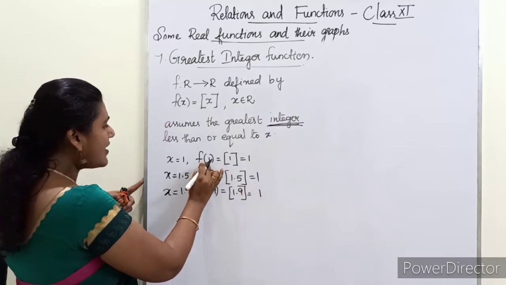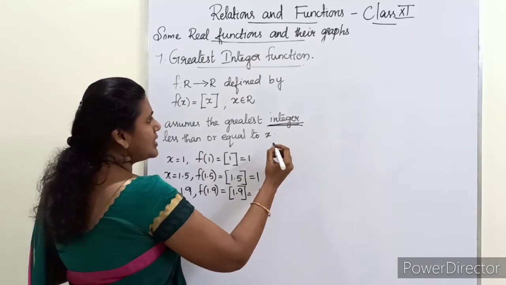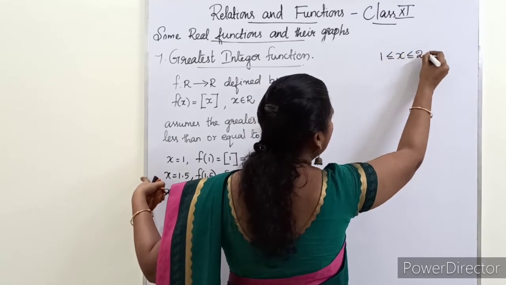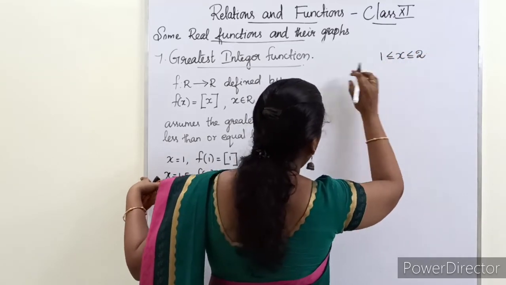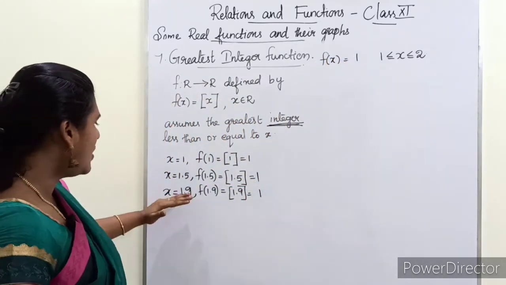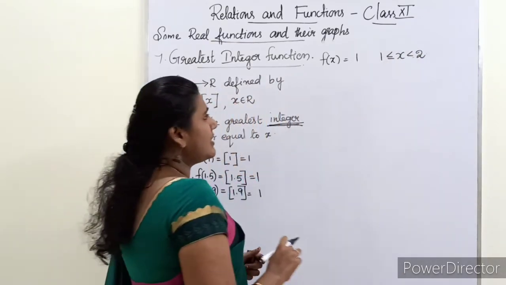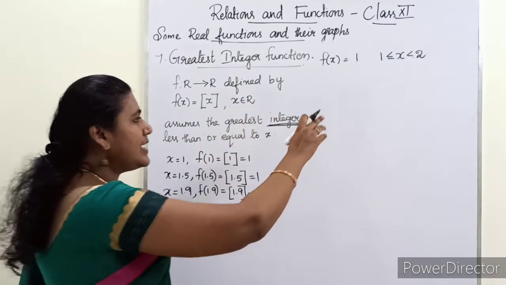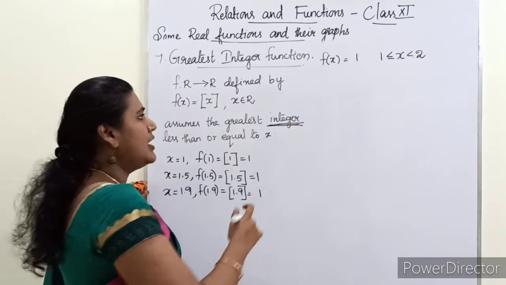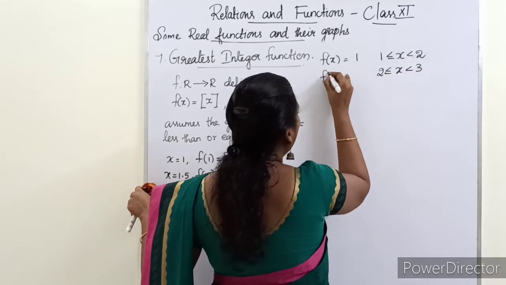So if you start from 1 to 2, any decimal number from 1 up to 2, you will have f of x equal to 1. You can write it as 1 less than or equal to x less than 2. Any value in this collection, f of x will always be 1. If you take any number from 2 up to 3, then f of x will be 2.